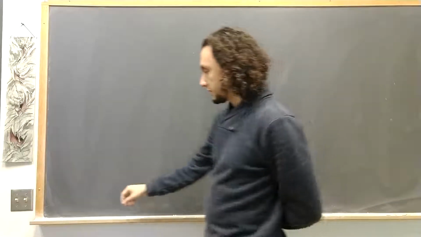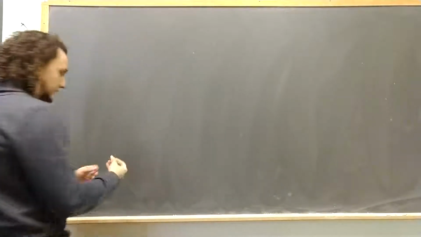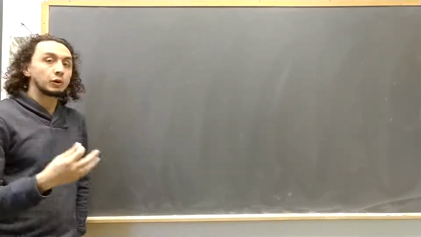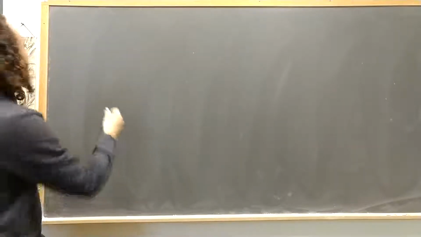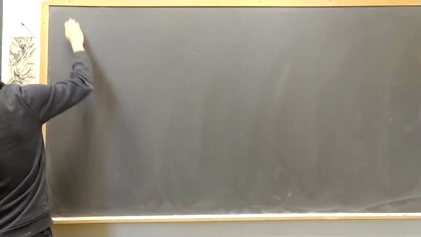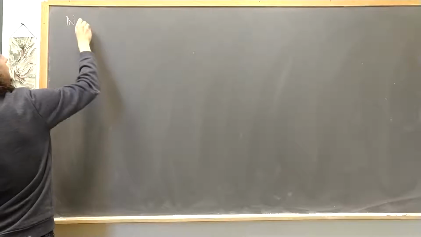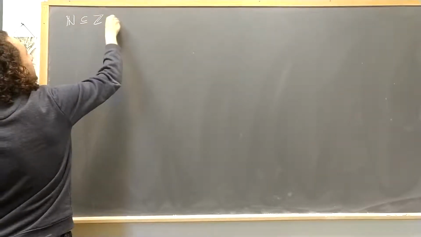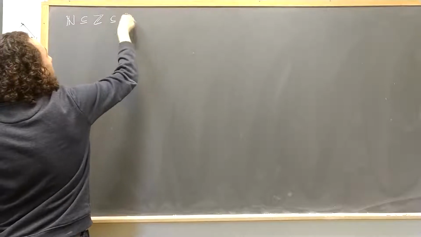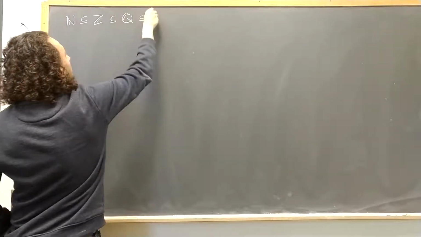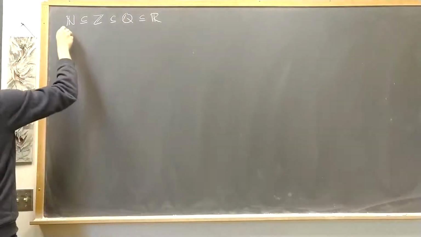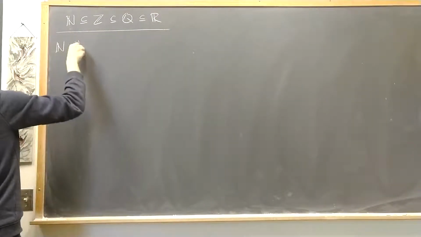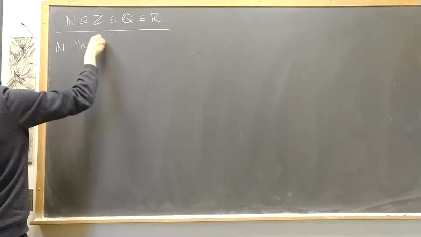So today I want to talk about number systems. In particular, I want to give a brief overview of what are probably the four most common number systems that show up in mathematics. And that is the natural numbers, which are a subset of the integers, which are a subset of the rationals, which are a subset of the reals. So we're going to start with the natural numbers and work our way up.